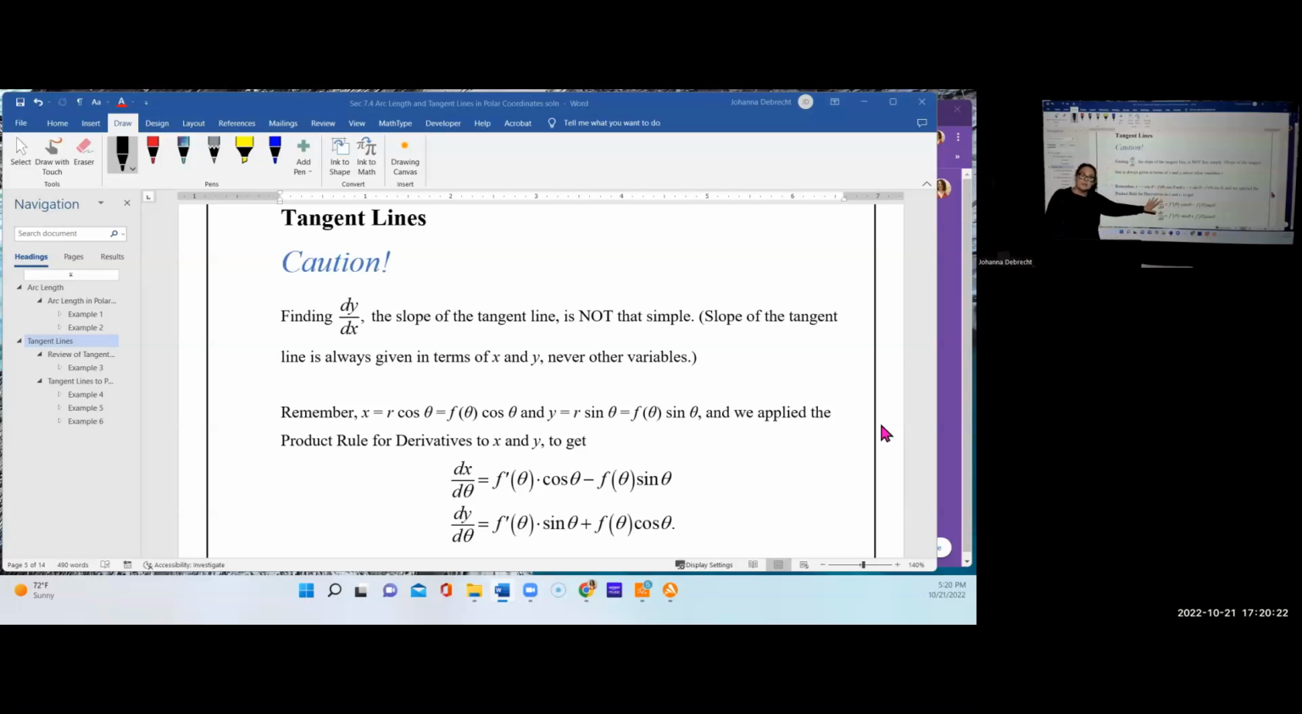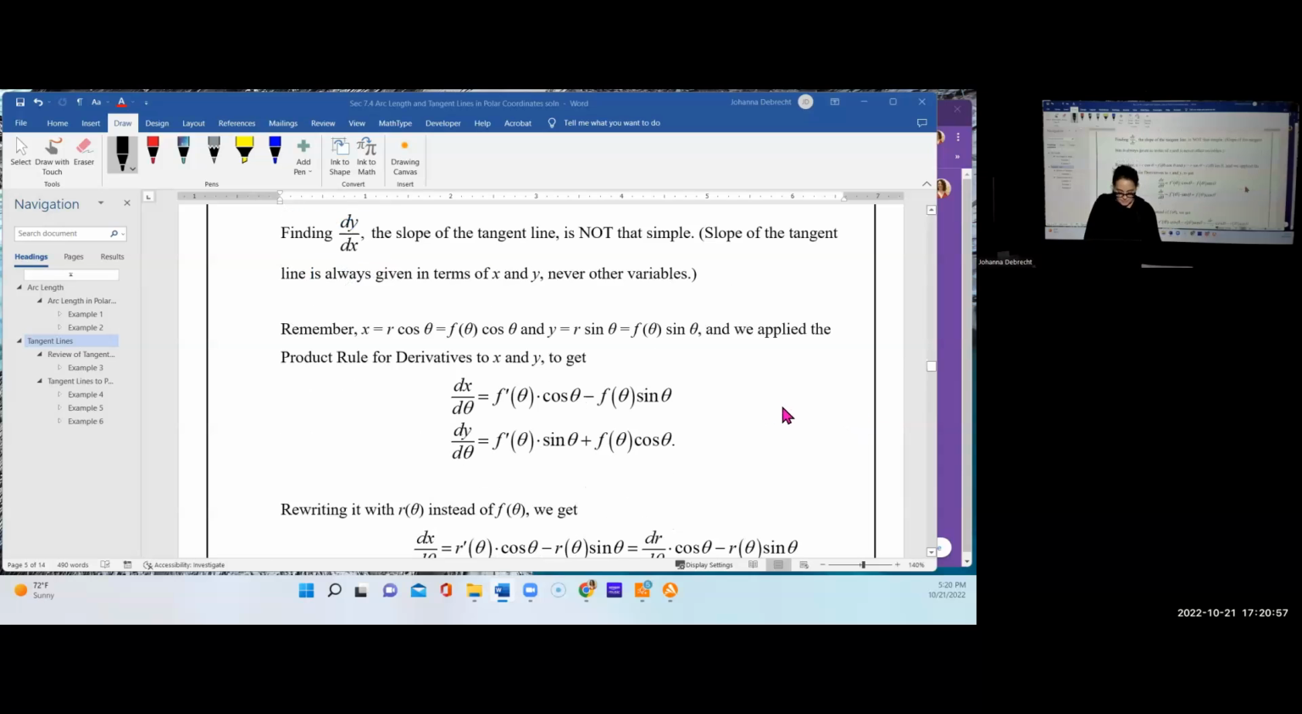Now remember what we did before when we were developing the formula for arc length. We used the definitions that x equals r cosine of theta and y equals r sine of theta. And we applied the product rule for derivatives, and we came up with this formula that you see here. So we got dx d theta is dr d theta cosine theta minus r of theta sine of theta, and dy d theta is r prime of theta sine theta plus r of theta cosine theta. So we did this before. This is the same thing that we've done.